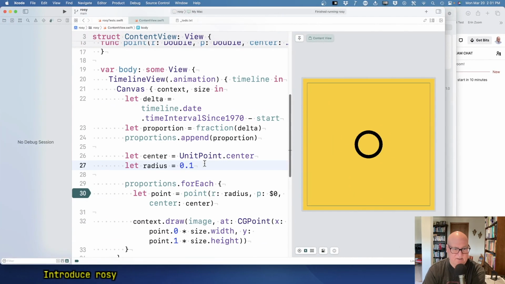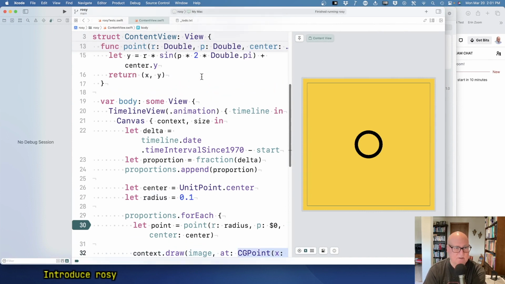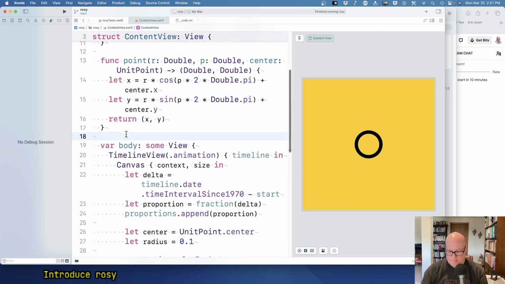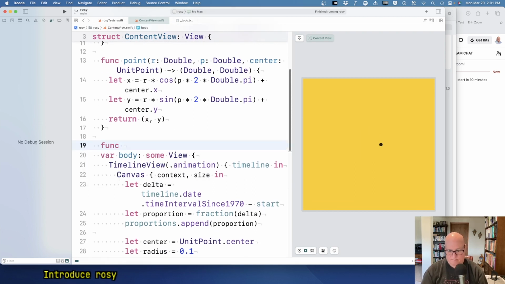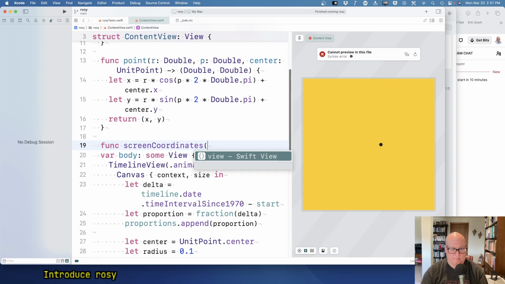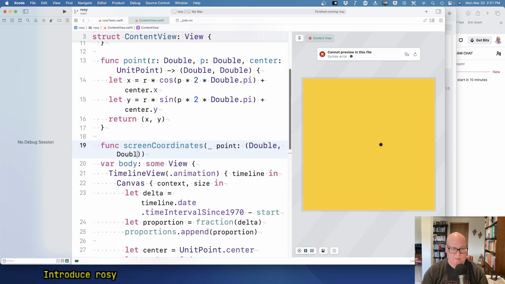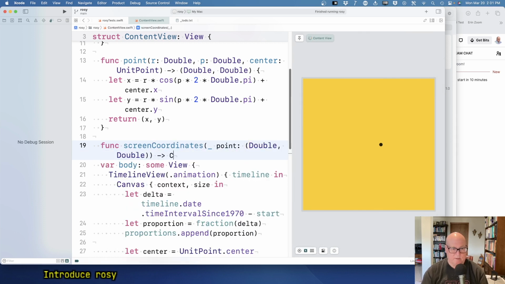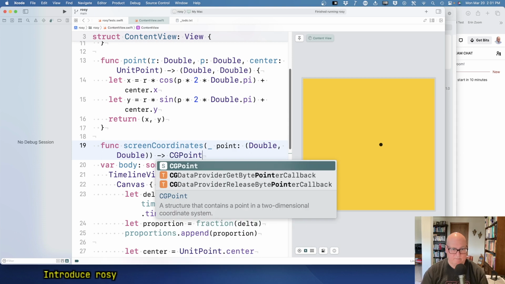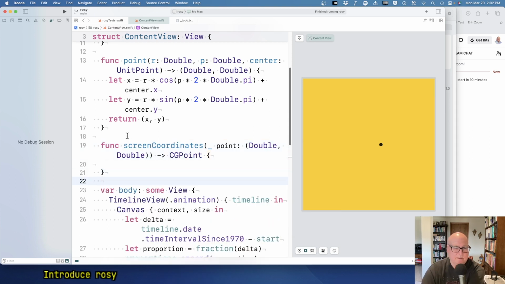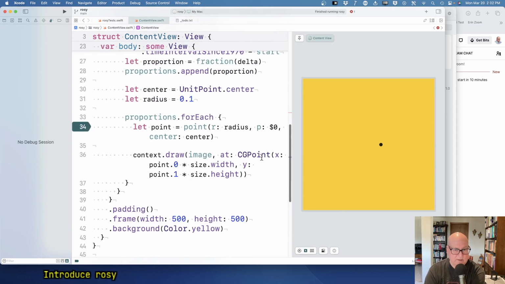Okay. And the other thing I see is this little mess down here. I'd like to make that easier too. So let me define another function. I'm going to call it screen coordinates of point, double, and it's going to convert it to a CG point, which is the thing we need for screen. Okay, so I want to take this screen coordinates.